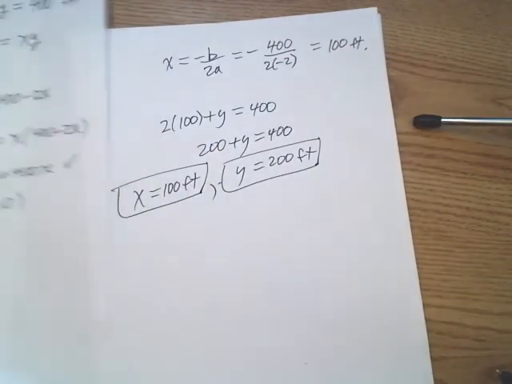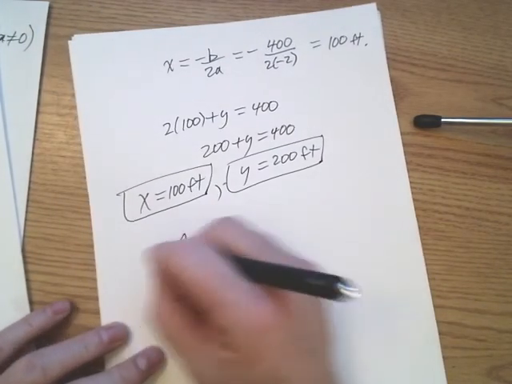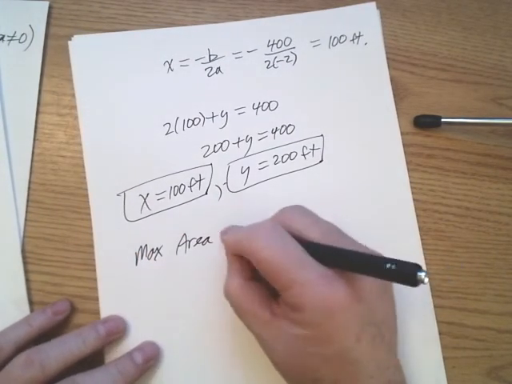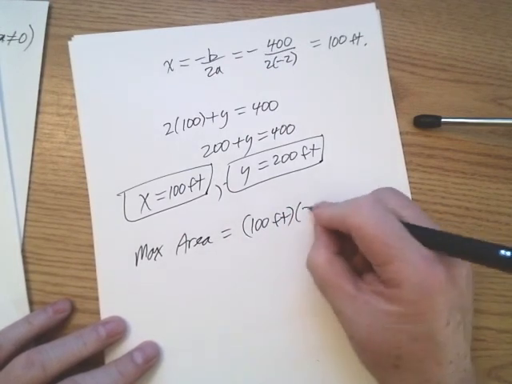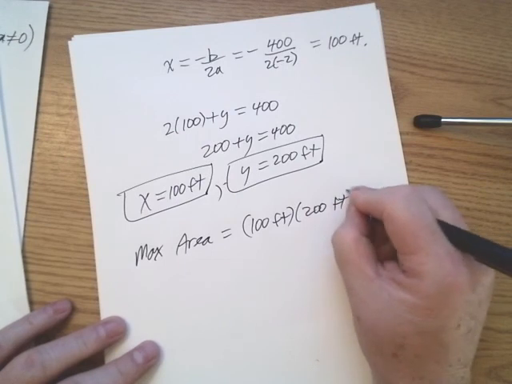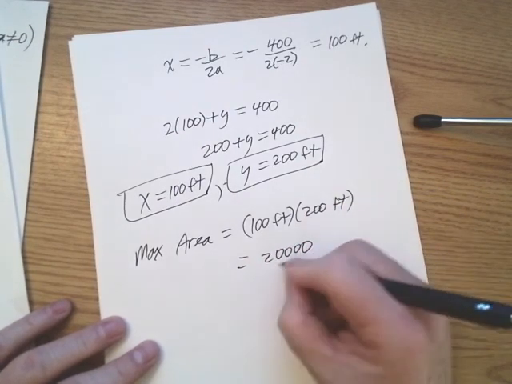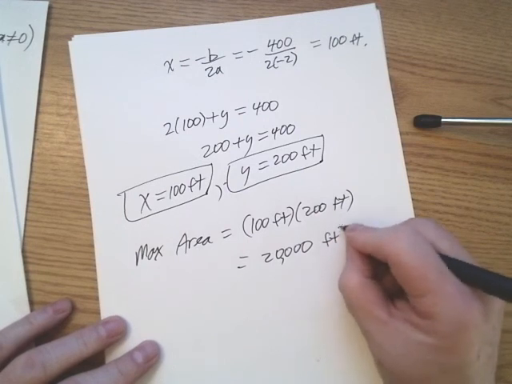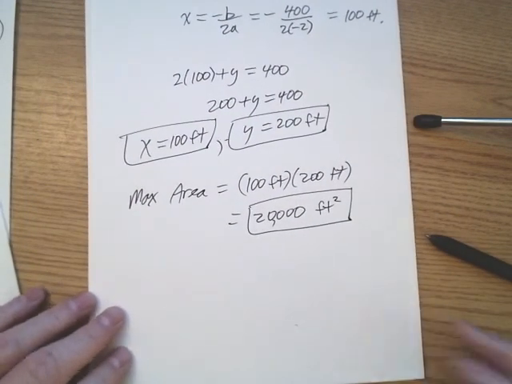Okay, what's the maximum area there? The maximum area would be 100 feet times 200 feet, which is 20,000, and then our units are square feet. Okay, so there we go.